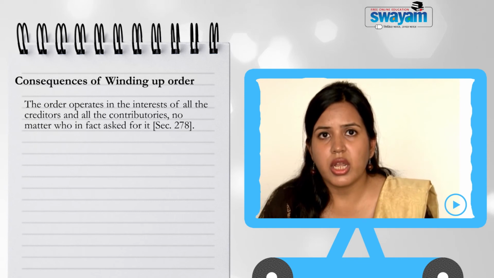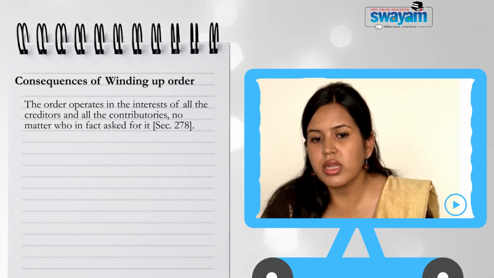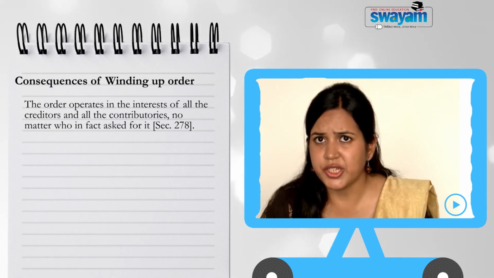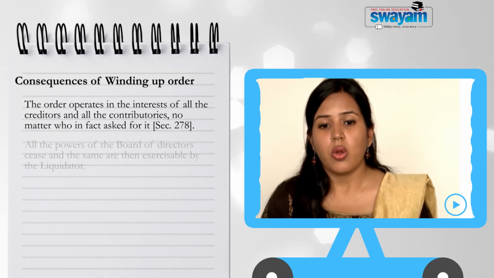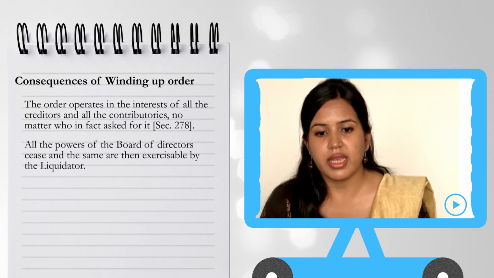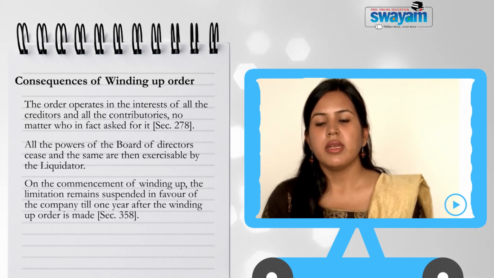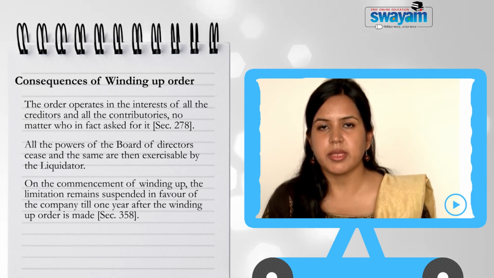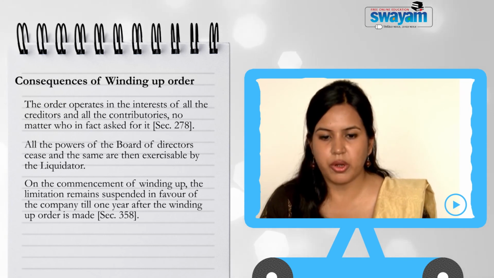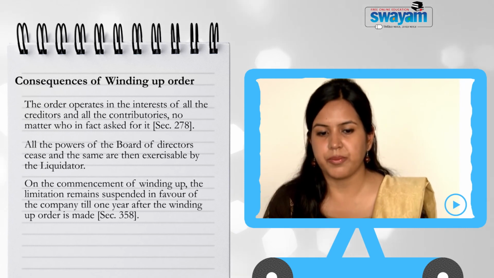Further, the order of winding up operates in the interest of all the creditors and all the contributories, no matter who in fact asked for it. Section 278: all the powers of the board of directors cease and are then exercisable by the liquidator. On the commencement of winding up, the limitation remains suspended in favor of the company till 1 year after the winding up order is made. This is given in section 358 of the Companies Act.